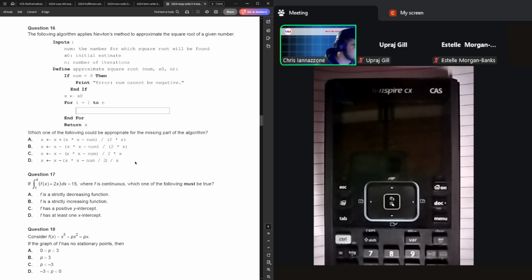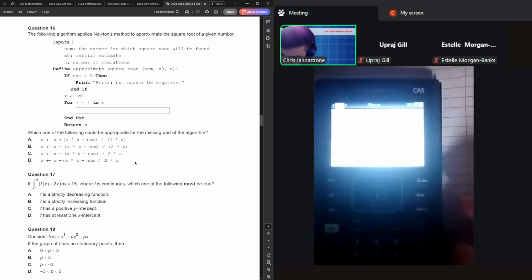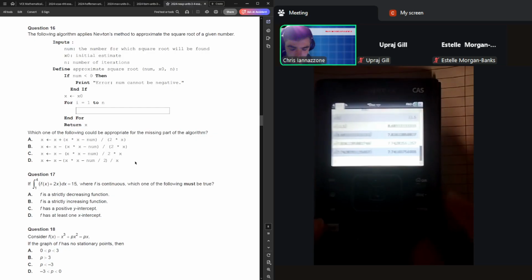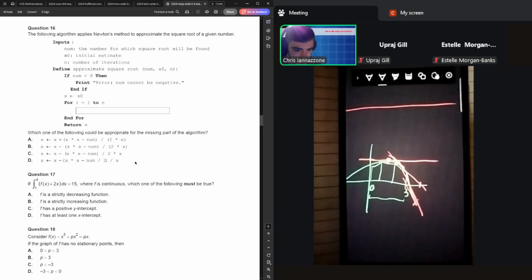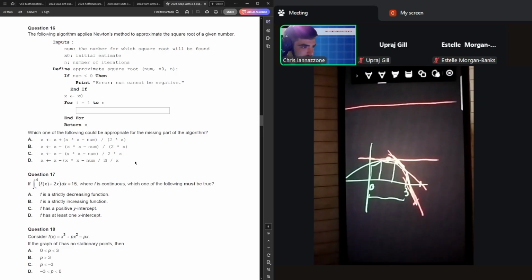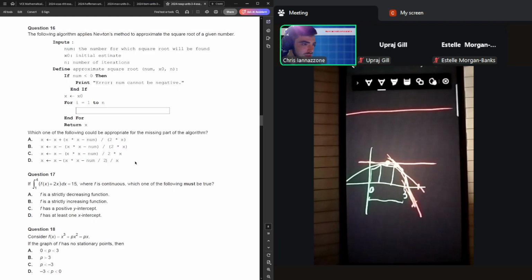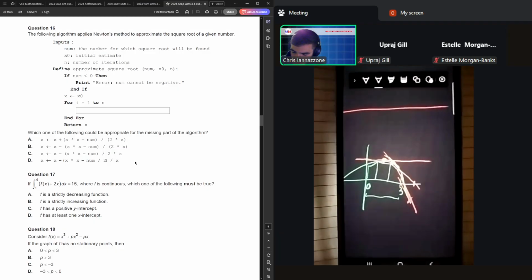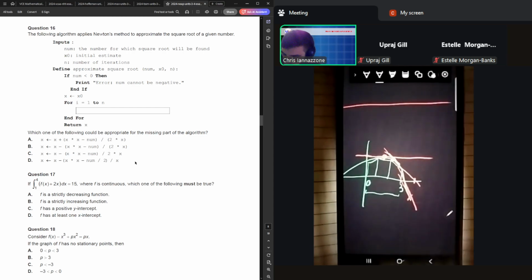This one is actually tough. What's going on here? Using Newton's method. So, as we discussed, Newton's method is a way to solve x-intercepts. That's how that function works. So, if we're using Newton's method to find the square root of a number, then whatever x-intercept we end up at should be the square root of that number.